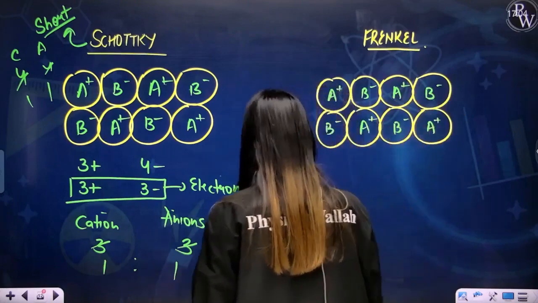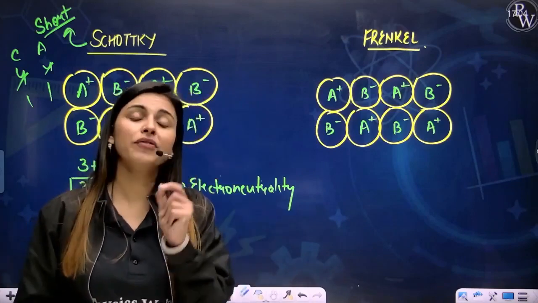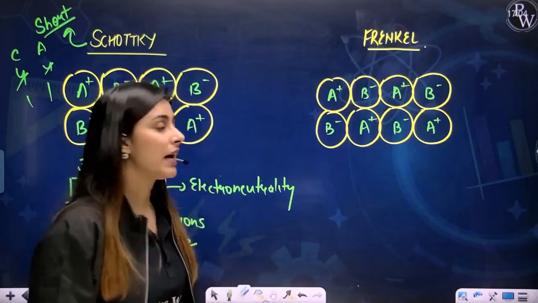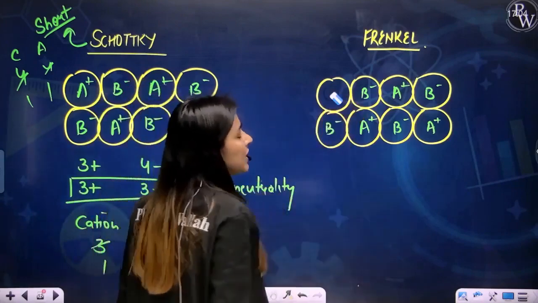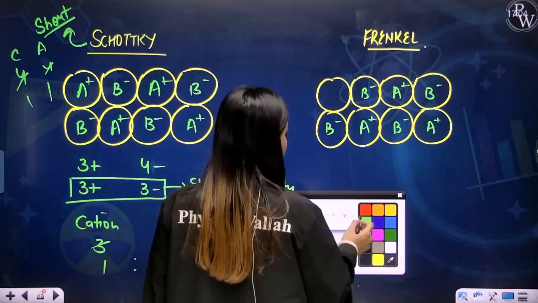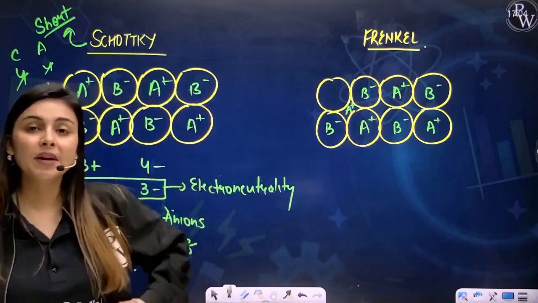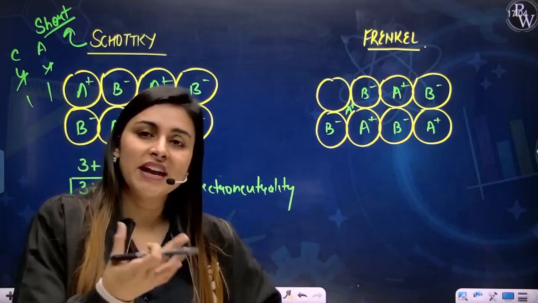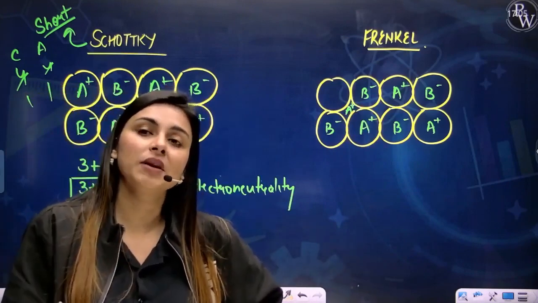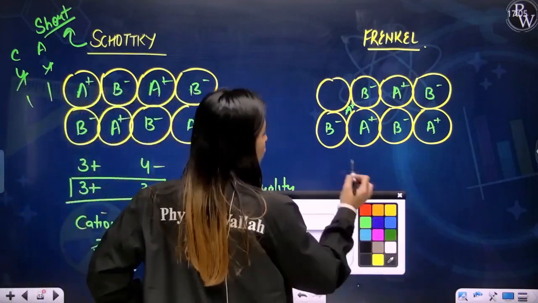So now what happens in Frenkel defect, my dear students, is that one of your cations leaves its site. Now what this cation does is, it occupies some interstitial position in the solid. So it left its position and it occupied some interstitial position.